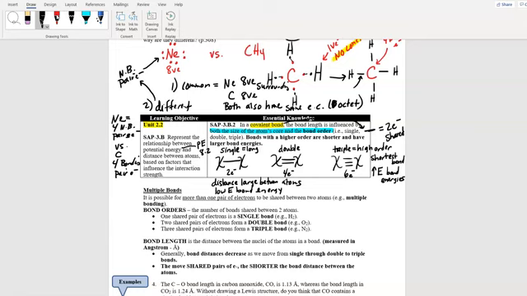But regardless, ladies and gentlemen, anytime you break bonds, you always need energy. It's just like taking an electron. You always need energy. Depending on how big the atom is and how many electrons they're sharing will determine, 1, how long or short the bond is, and 2, how much energy you need to break those bonds. So right here are the notes, with your drawings.